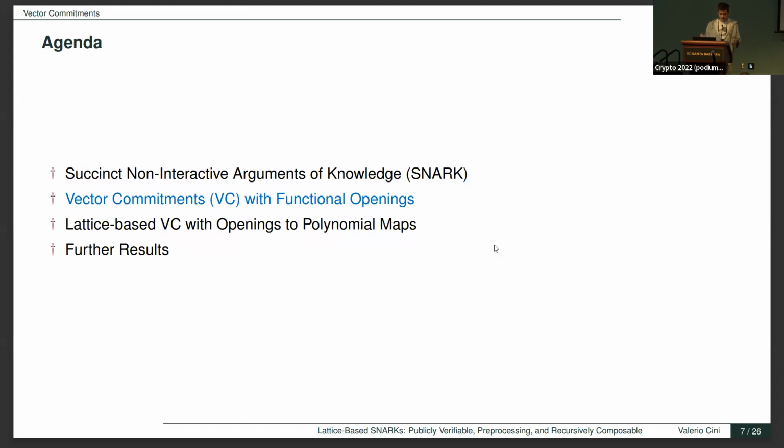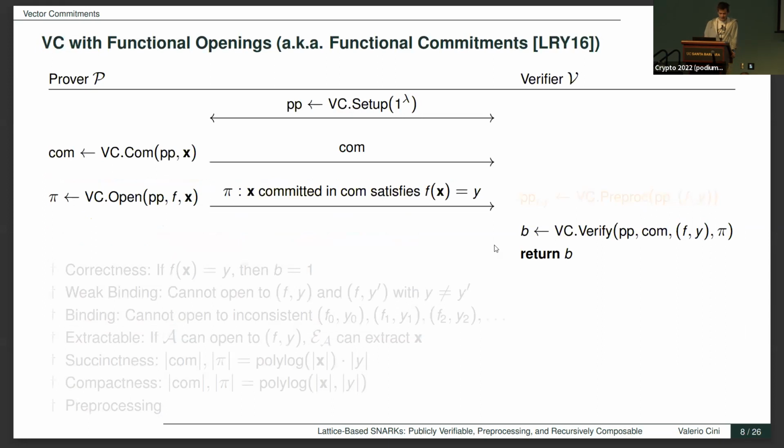Okay, so let's now define what a vector commitment with functional opening is. This primitive was introduced in 2016, and the interface of this primitive is similar to that of a SNARK. So again, we have interaction between a prover and a verifier. They both get some public parameters by running the setup algorithm.